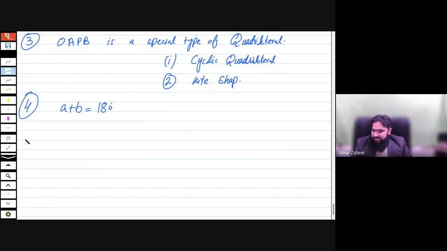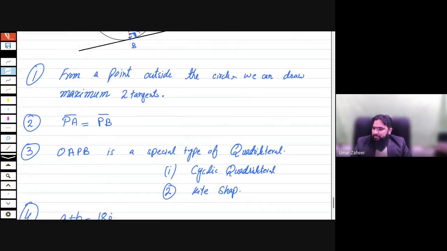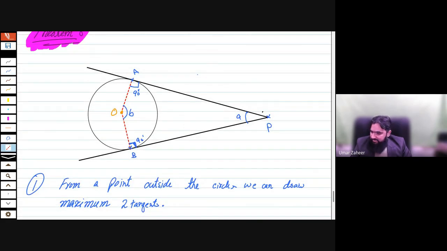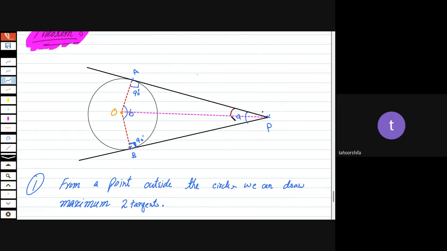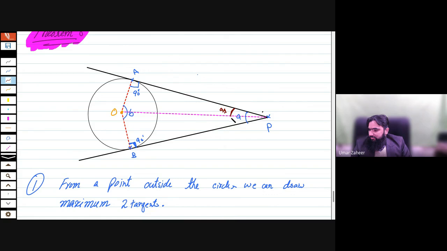Clear, sir. And the last thing is, we did not cover that topic, but I just tell you, if you draw a diagonal between the adjacent sides, it always divides the angle into two equal parts. Means this angle is A by 2, and this angle will be A by 2 as well. So you are going to get two triangles.